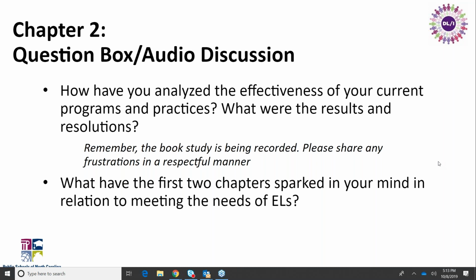We are getting some responses in the question box. Martha said she thinks we need to continue raising awareness that English learners are the responsibility of the entire school community, not just ESL teachers.